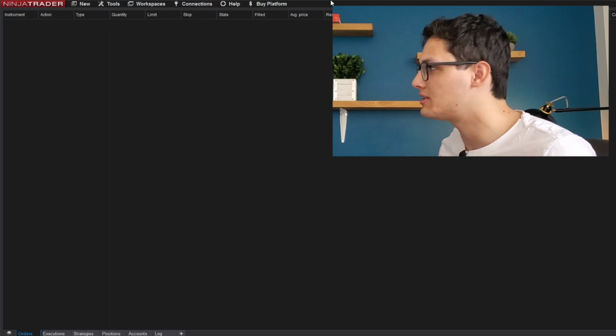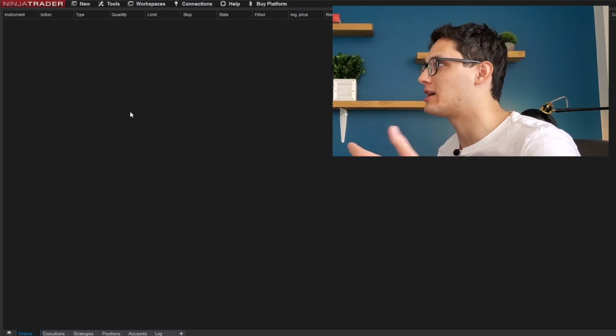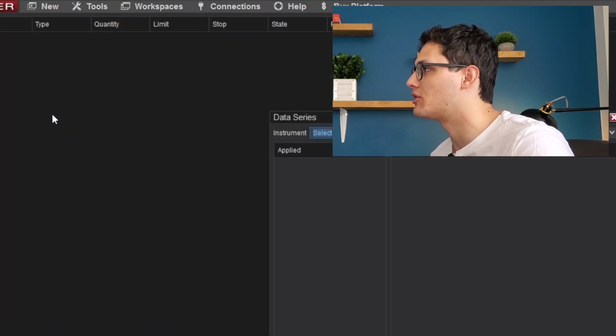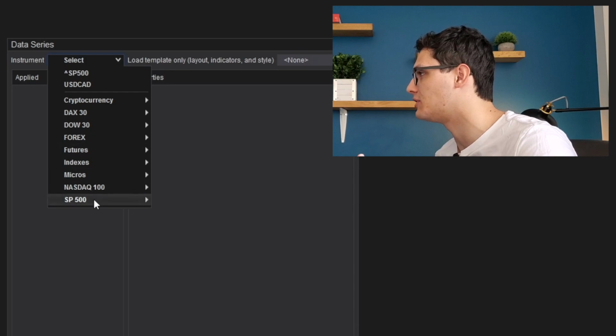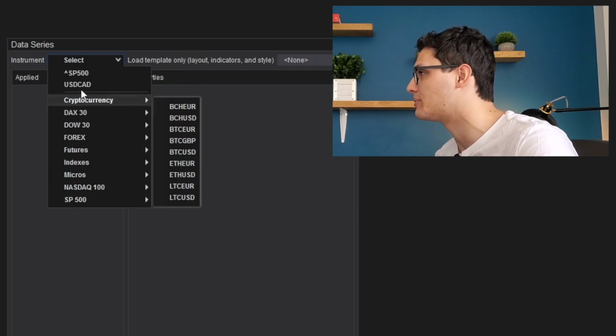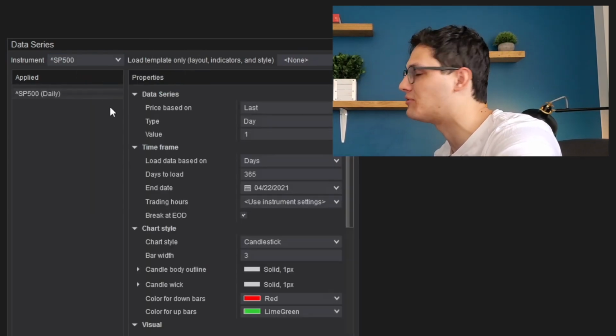So the first thing that we need to do is get some data flowing into this application. So first, let me create a chart. I'm going to select the S&P 500 as the instrument. I could also, if I wanted to, look at Forex, futures, the NASDAQ. I could even do cryptocurrency in here. But let's just stick with the S&P 500 for now.